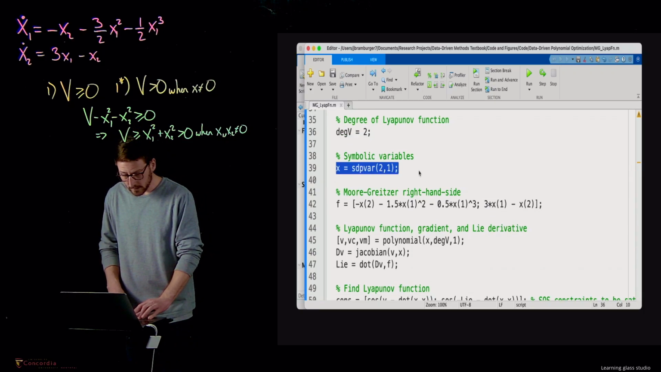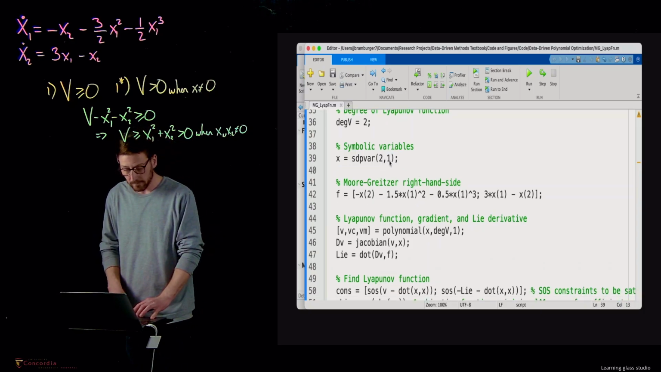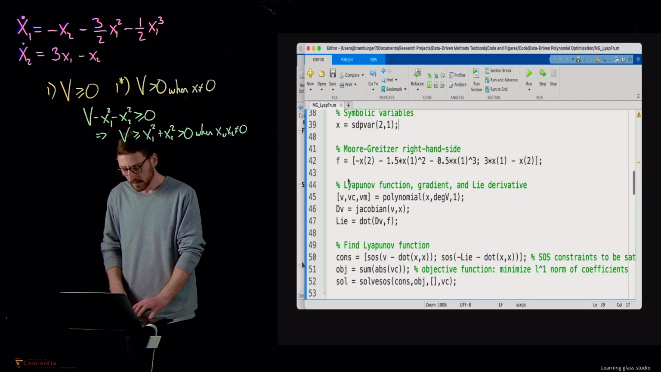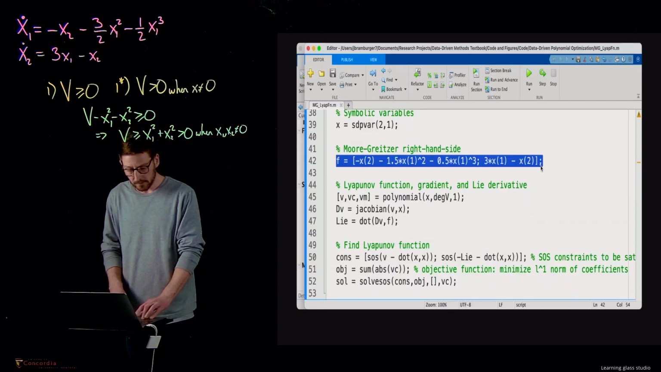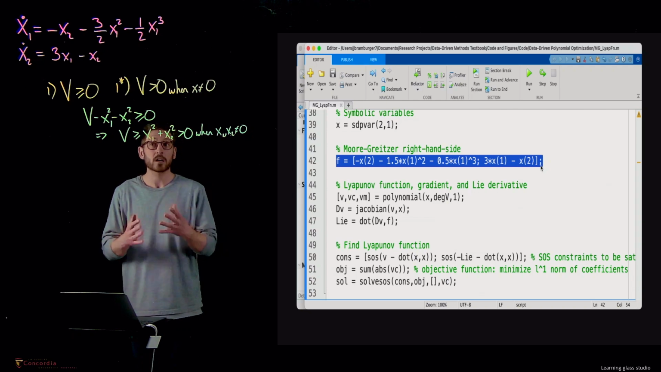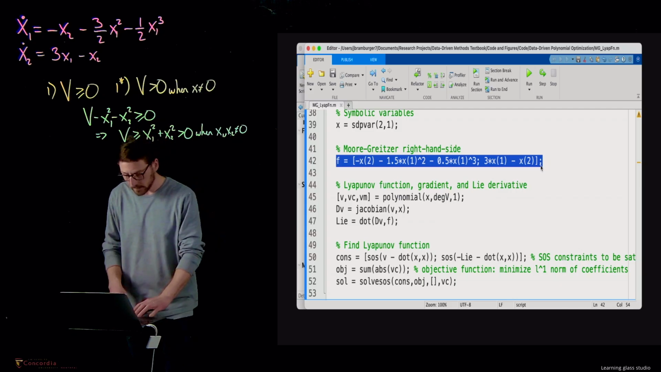Here, I'm using the symbolic variables. This is x1 and x2. That's with the 2×1 vector here. These are symbolic variables. They're semi-definite programming variables. This is coming from YALMIP. Here's the right-hand side of the Moore-Greitzer equation. Again, we're going to need that for the Lie derivative term, the f dot gradient of v.